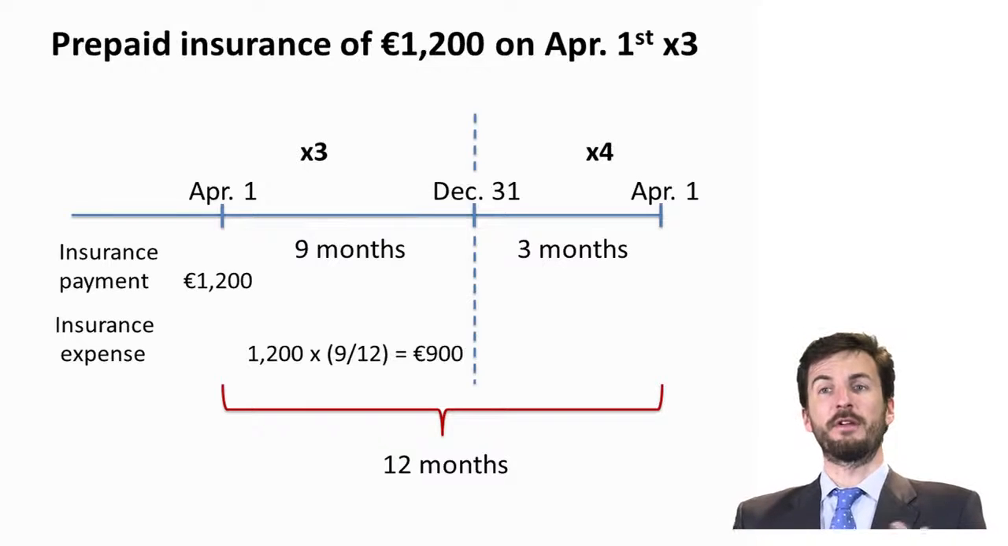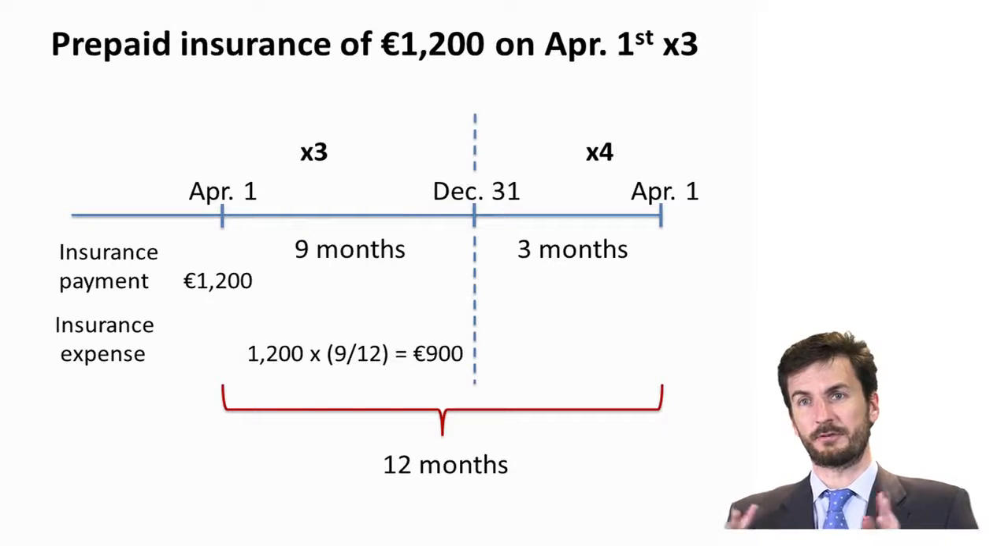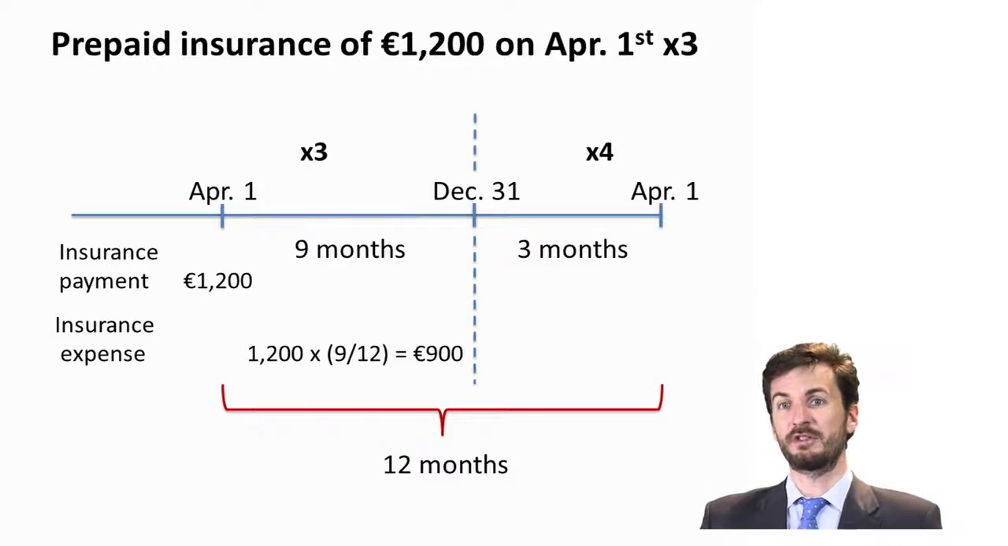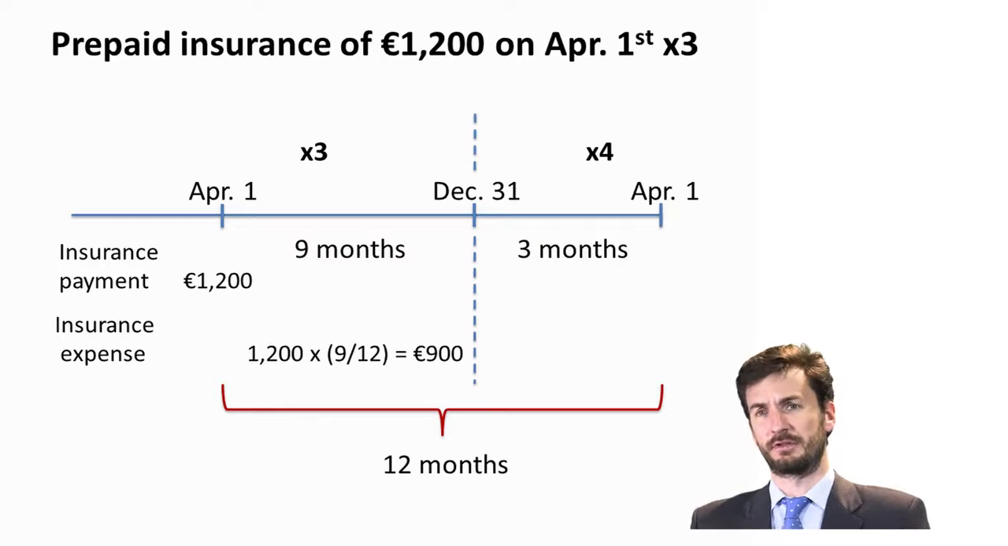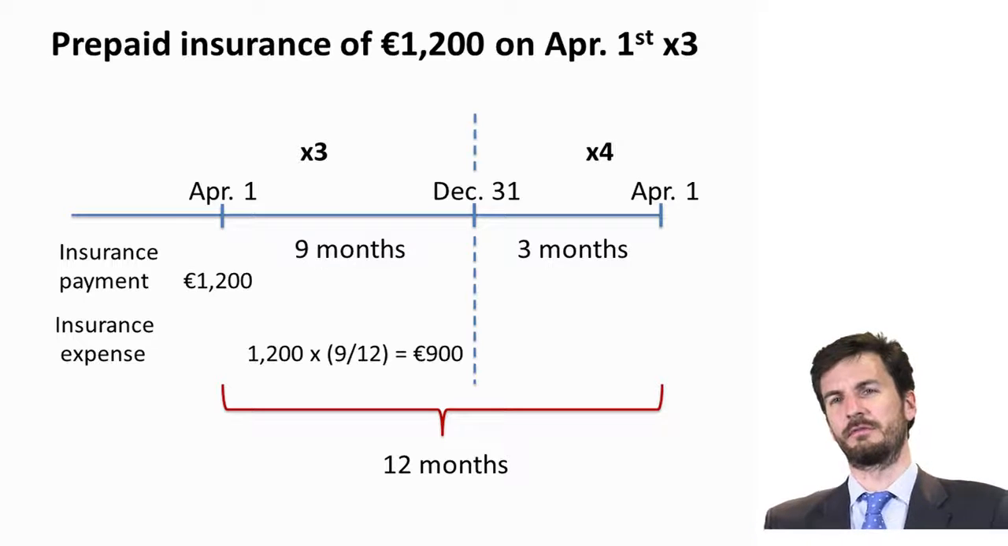So how would you account for these 900 euros? If we paid 1,200 euros in the beginning and that covers us for 12 months, for 9 months we have already consumed 900 euros. How would you recognize this expense of 900 euros? Should we actually recognize anything? Because we already prepaid for the full insurance.